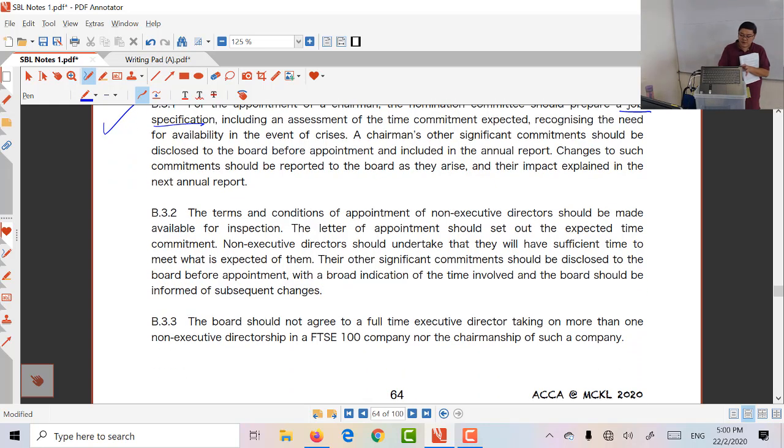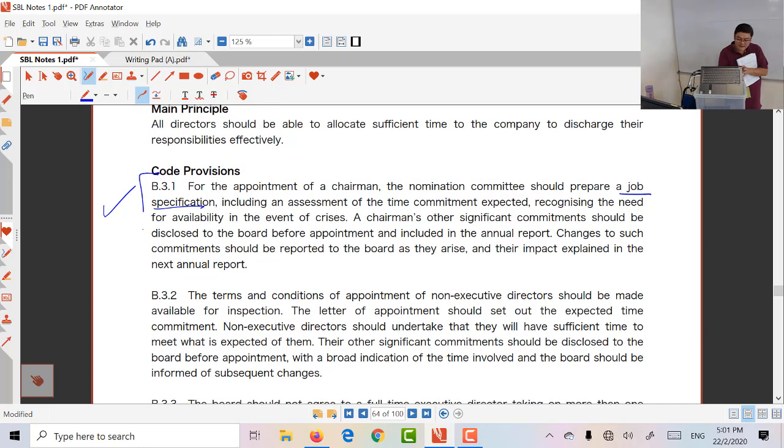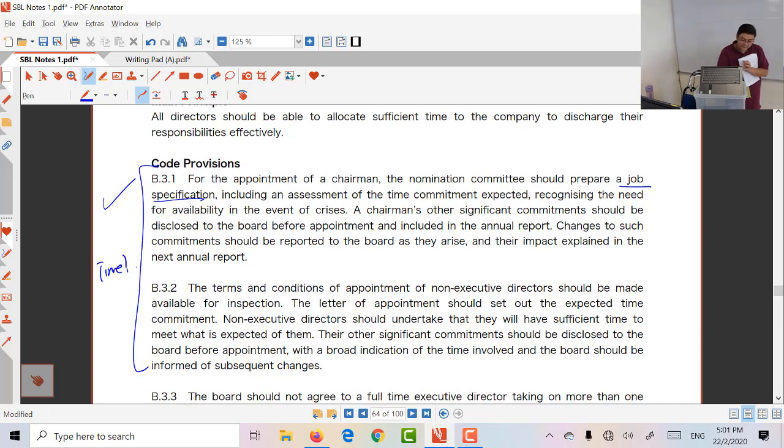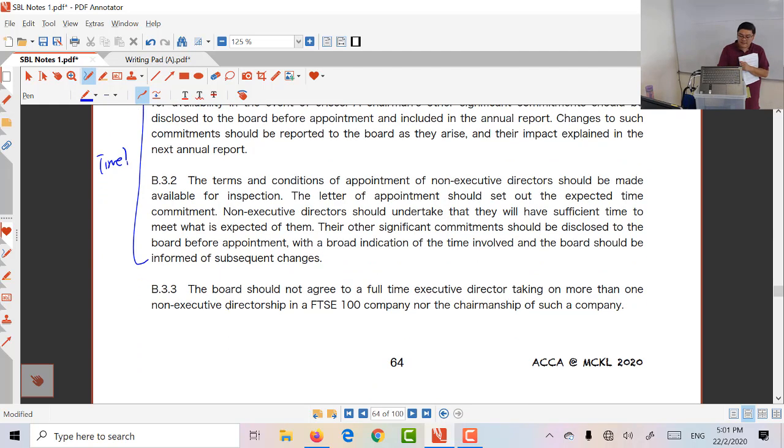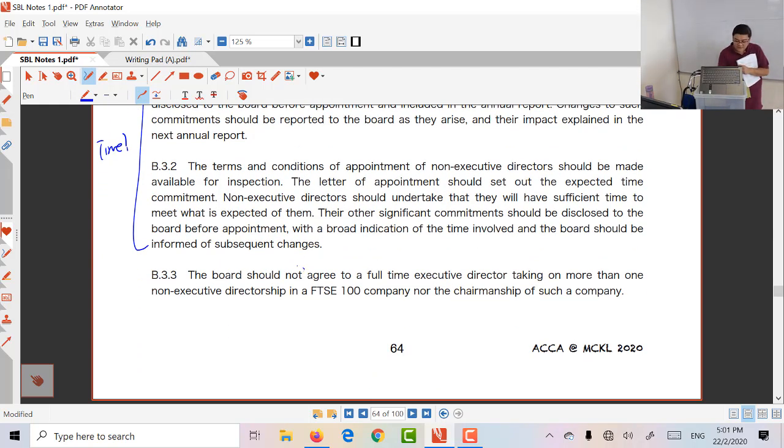Then B3.2 goes on and says that the terms and conditions of the appointment of NED must also be available. And again, you must look at the time commitment. So it's more or less the same thing, because it's talking about, do you have time for the company or not? So they're looking at time, okay? Now, then it moved on and says, you should not agree to a full-time executive director taking on more than one non-executive directorship in FTSE 100.